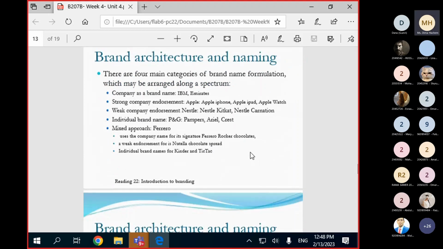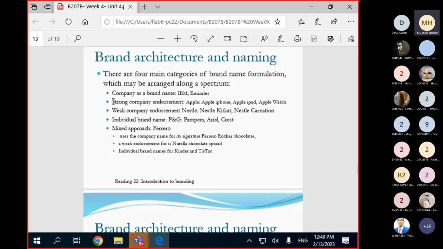So now we come to the brand architecture and naming. How do you name the brands? The company could use the same company name as the brand name. So here we have the brand name IBM. Also, they call the computers IBM. Okay, so the brand and the company are the same name.